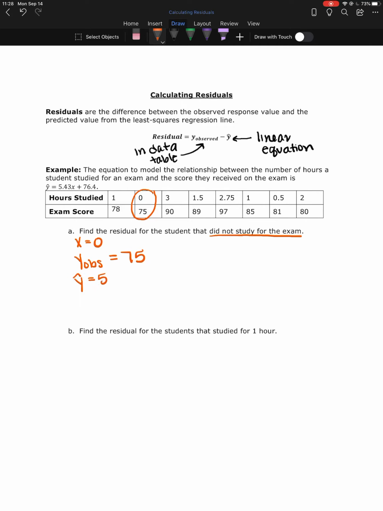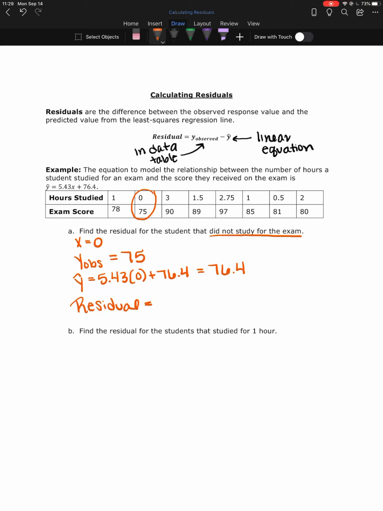So now I'm going to find y hat using the equation. 5.43 times 0 plus 76.4. 5.43 times 0, that's just 0. So our answer is the y-intercept. If a student didn't study, they can expect to score a 76.4 on the exam.